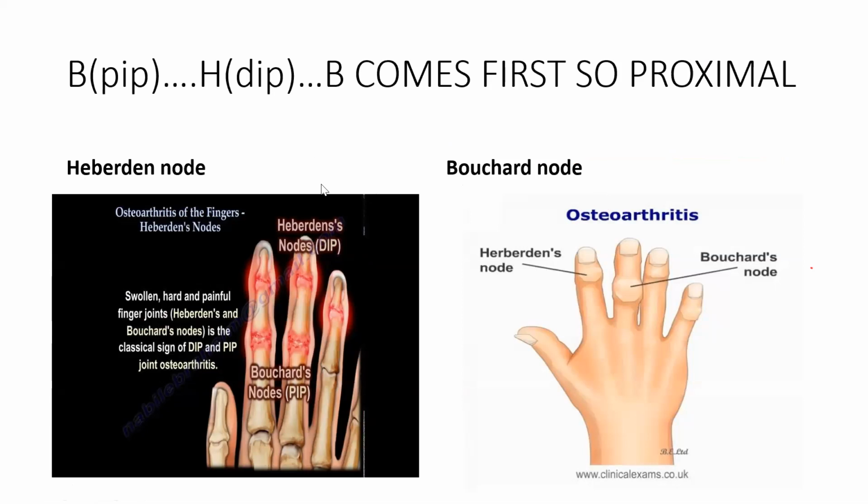Bouchard's nodes are a problem of the PIP joint. Heberden's nodes are a problem of the DIP joint. So these are the arthritic joints. PIP is involved, DIP is involved. PIP is called Bouchard's nodes. You have swelling in the PIP joint, that is B; H comes later, so that is the DIP joint. So in osteoarthritis, which joints are involved? Your hip joint, knee joint, spine, PIP joint, DIP joint, and the thumb's first metatarsophalangeal joint are involved. So all these joints are involved.